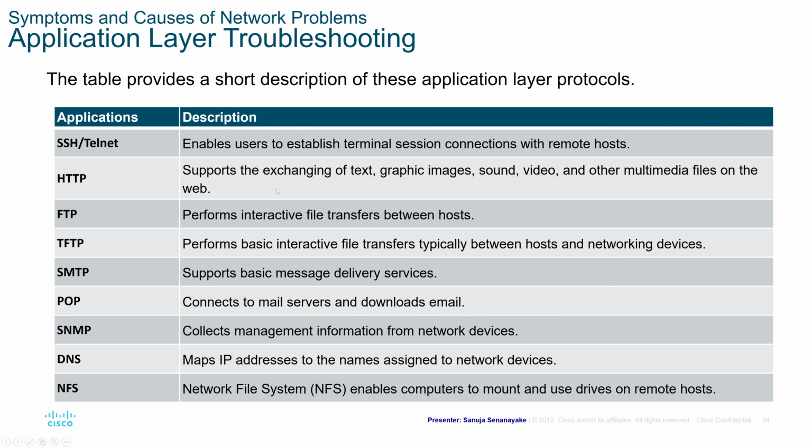HTTP supports the exchanging of text, graphic images, sound, video, and other multimedia files on the World Wide Web, or web in general. FTP, which is the file transfer protocol, performs interactive file transfers between hosts. TFTP performs basic interactive file transfers, typically between hosts and networking devices. So TFTP may be used to back up your Cisco IOS images or sometimes syslog messages, for example. SMTP supports basic message delivery services used by emails. POP connects to mail servers and downloads email, again used in emails.